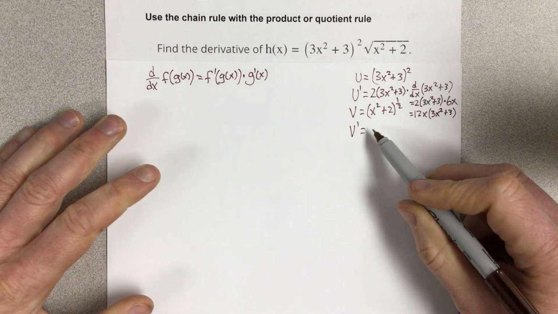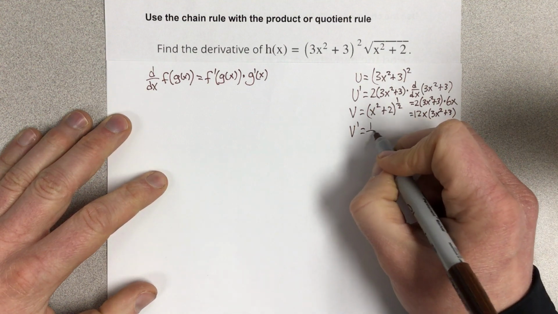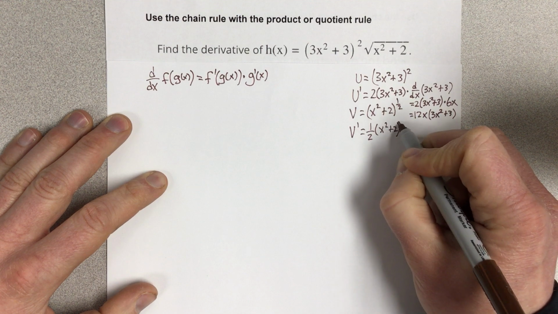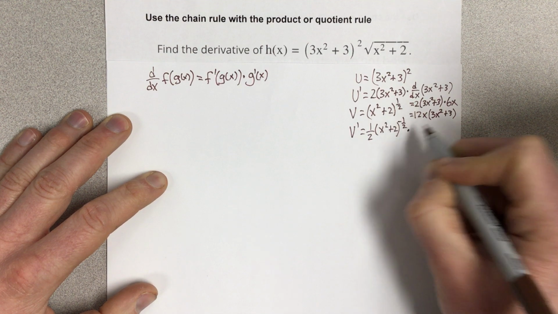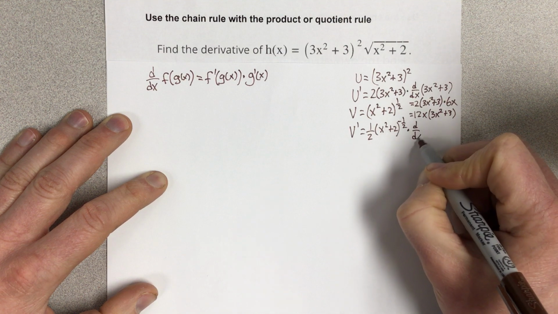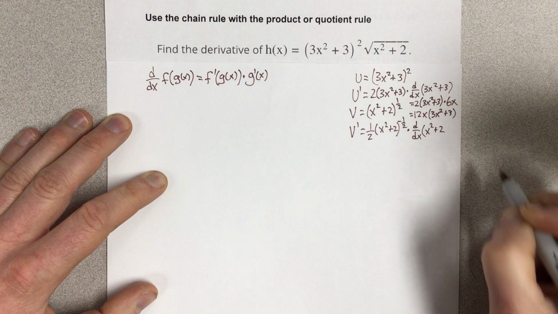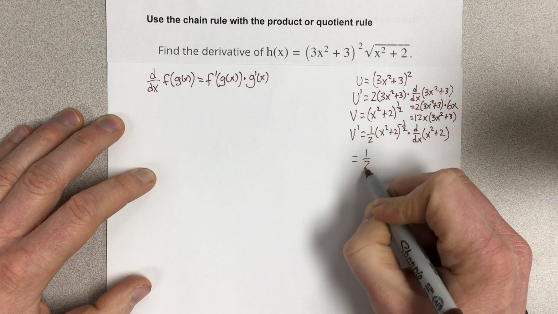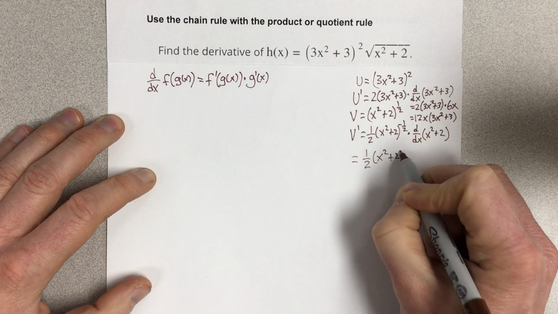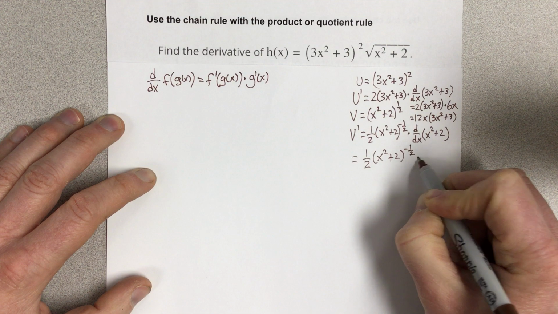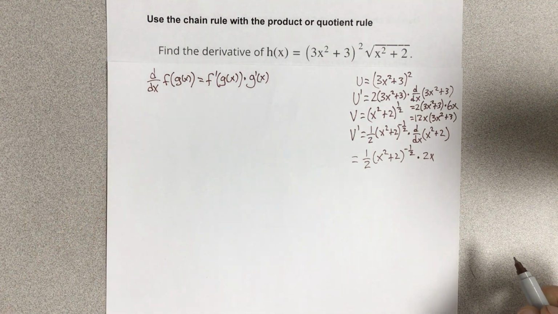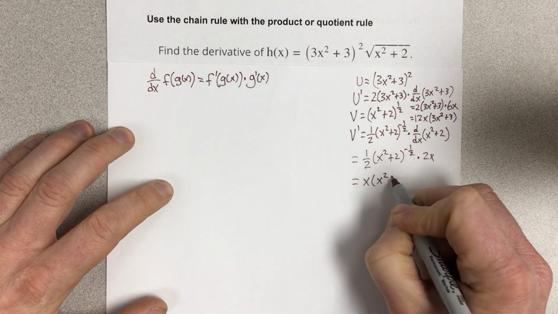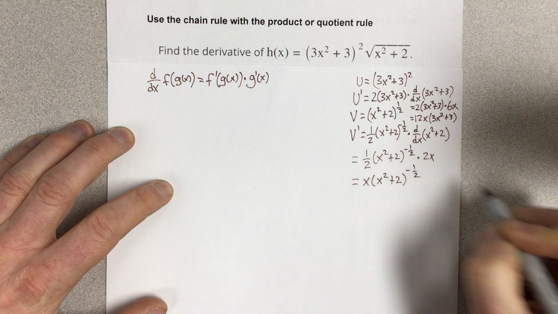When I go to do v prime, I'm going to do the derivative of the outside, so that's 1/2 times (x squared plus 2) to the negative half, and then times the derivative of the inside, which would be d over dx of x squared plus 2. Derivative of the inside is 2x, so I end up with 1/2 (x squared plus 2) to the negative half times 2x. Multiply 2x times a half, I get x times (x squared plus 2) to the negative 1/2 power.